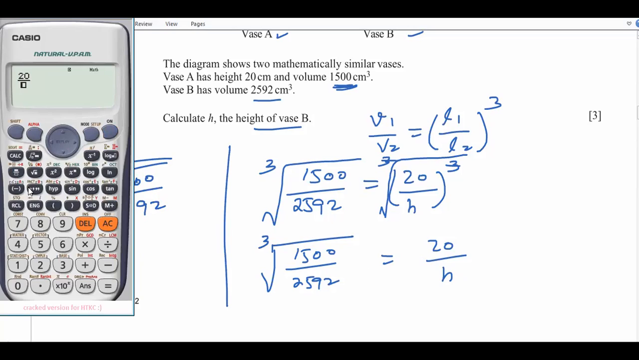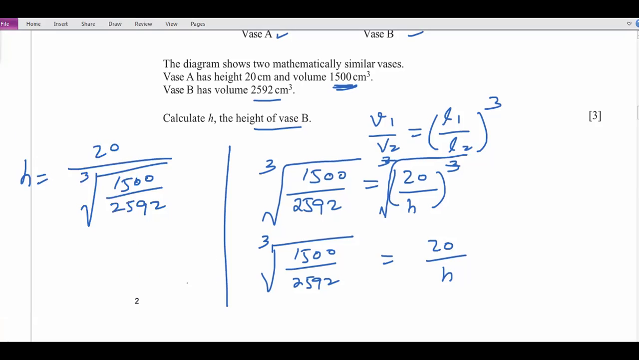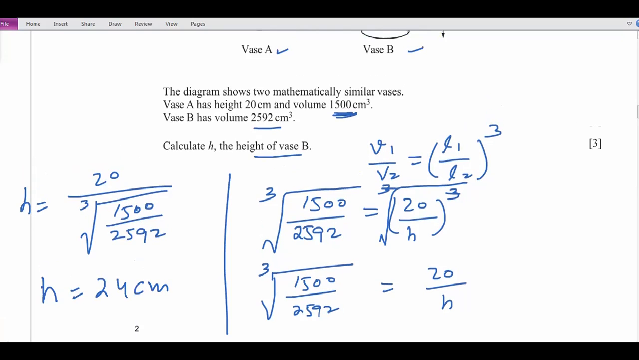Let's calculate that. 20 divided by, now first take the cube root, and within the cube root make the fraction, 1500 over 2592. The answer will be 24. If you calculate this one, H will be equal to 24 centimeters. So if it is volume, volume will be equal to the ratio of corresponding sides cubed. Area will be the ratio of corresponding sides squared. That's it.